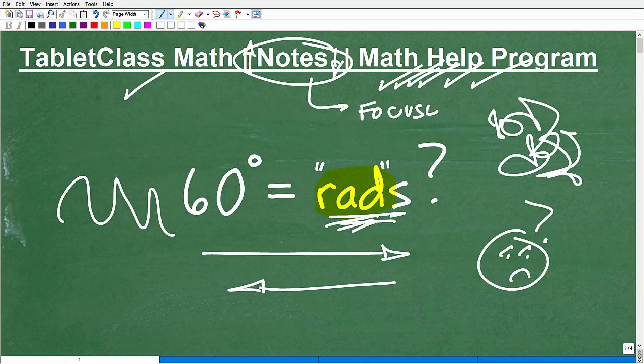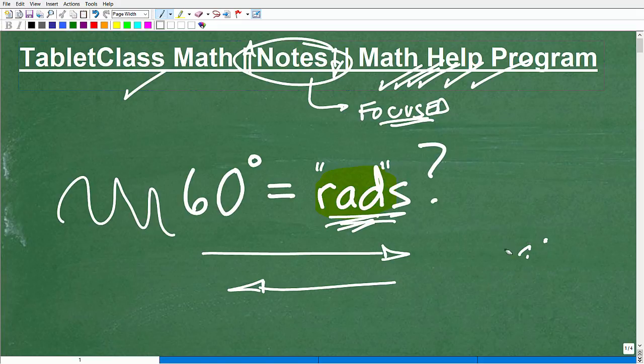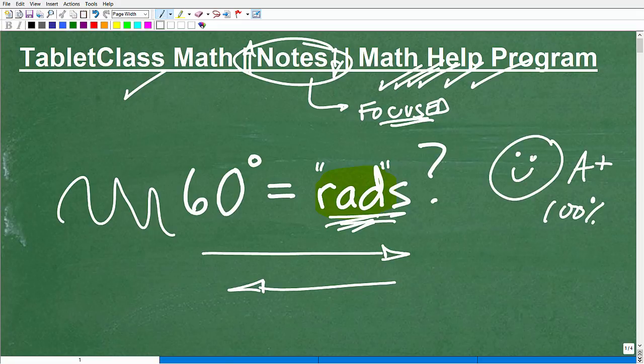It's going to keep you focused, and you're going to be writing down all the details that your teacher is teaching. Then you're going to take your notes and improve them, and that process is how you're going to do great. At the end of your math course, you'll have a nice, happy face. You're going to be like, check me out, I got my A plus and my 100%.